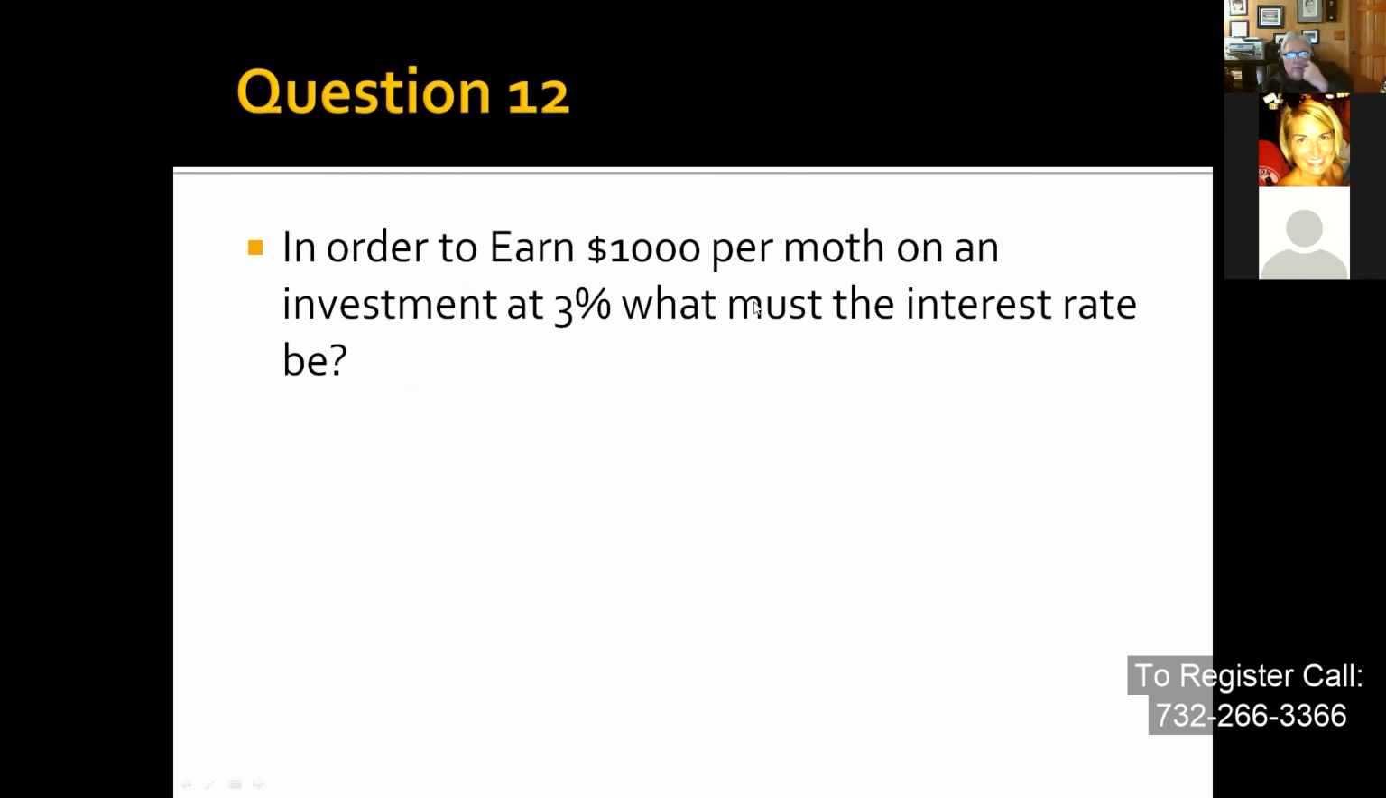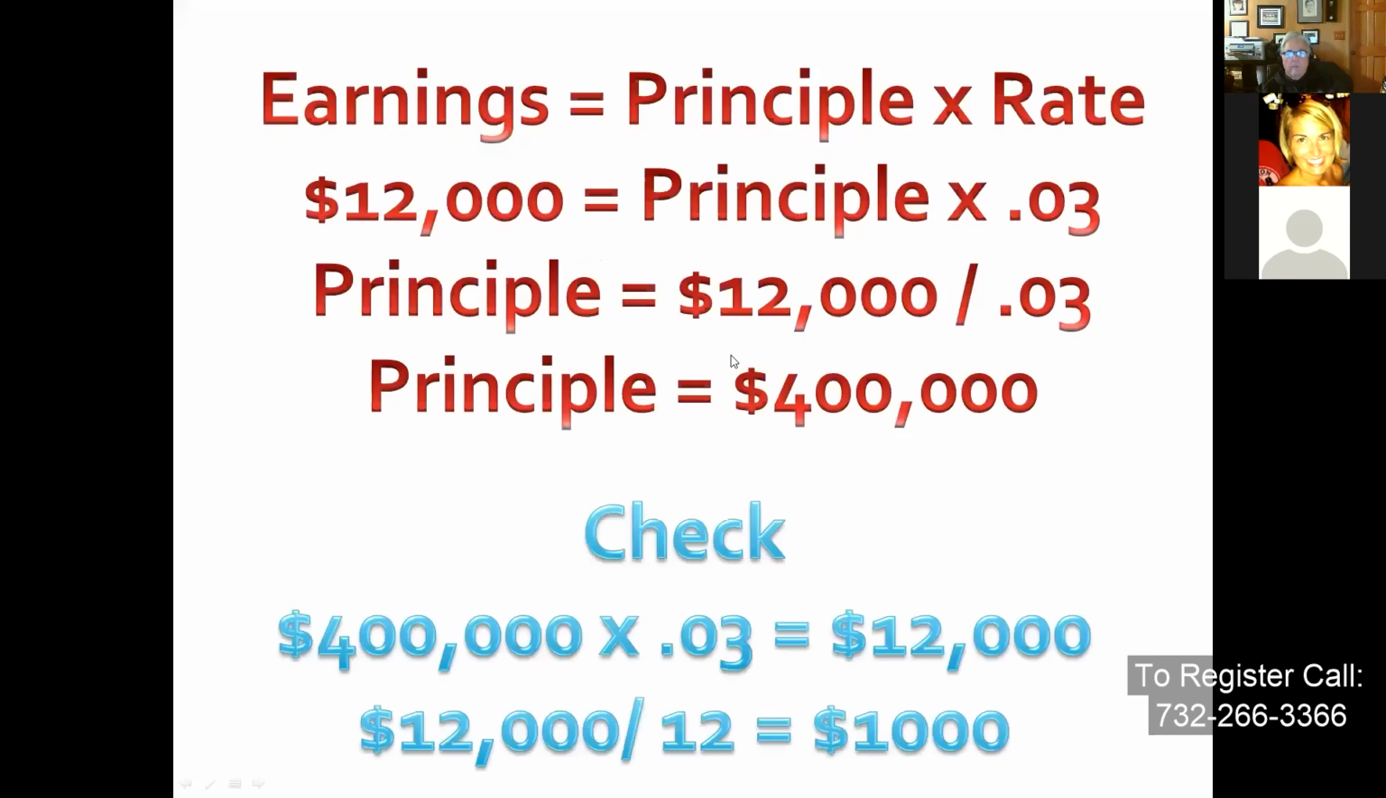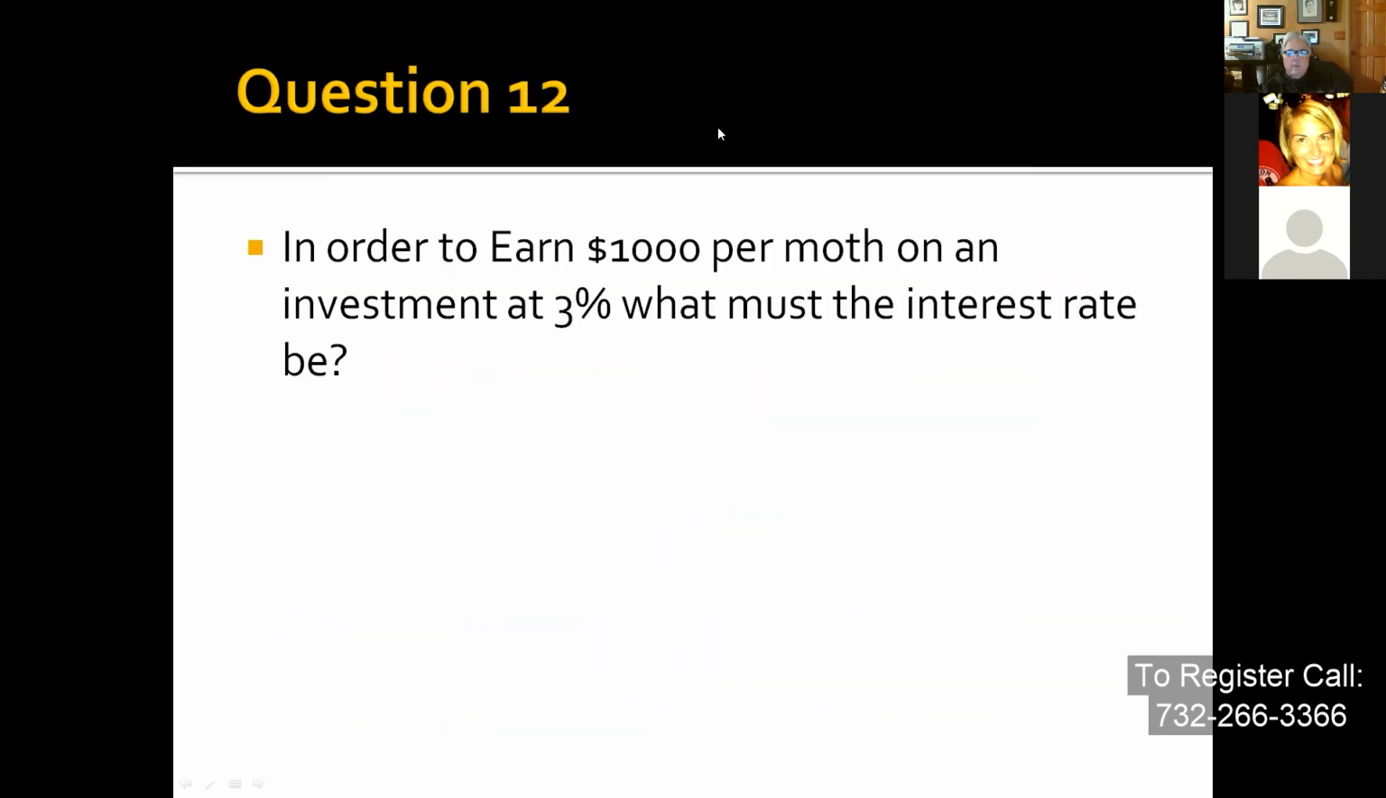So this question is actually wrong. This should say, what should the principal be? It shouldn't say, what should the interest rate be? I'm sorry. There's a typo on here. It should be asking you, what should the principal be? So we're going to do it as if it said the right thing. What should the principal be?